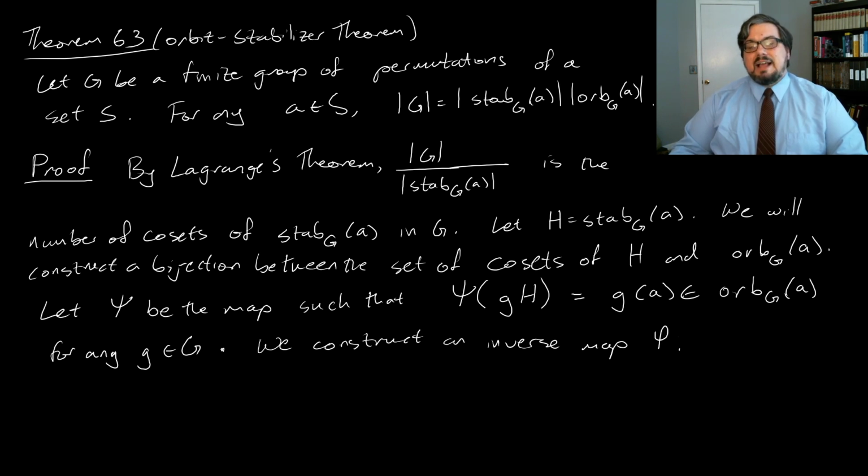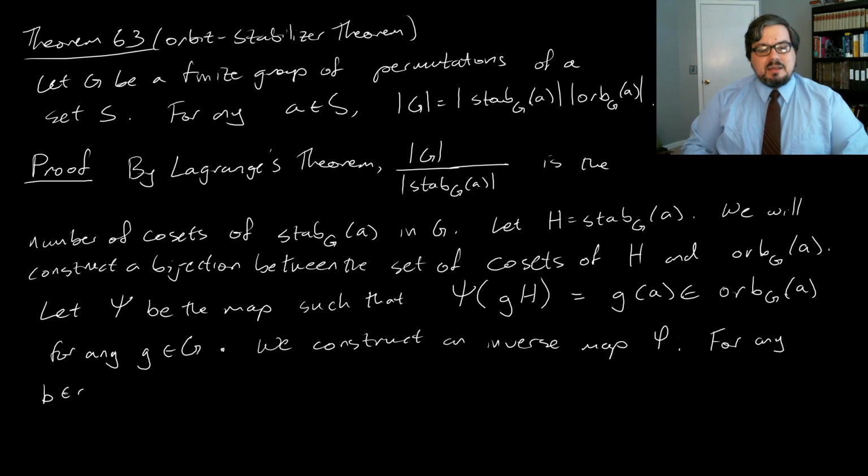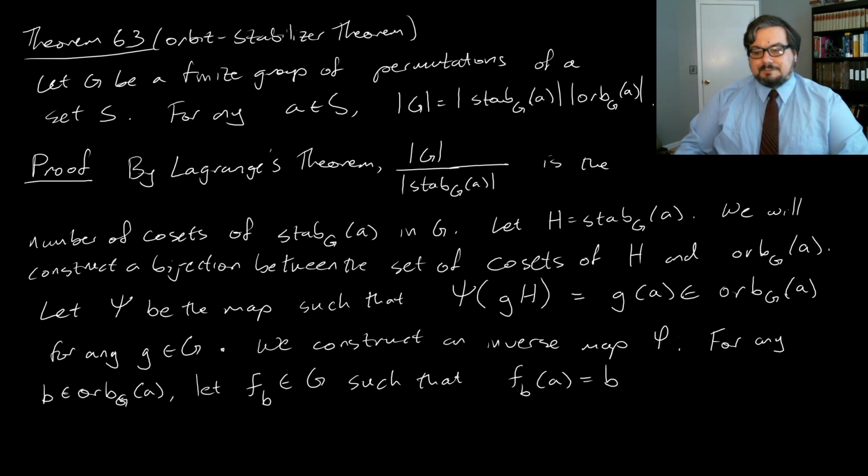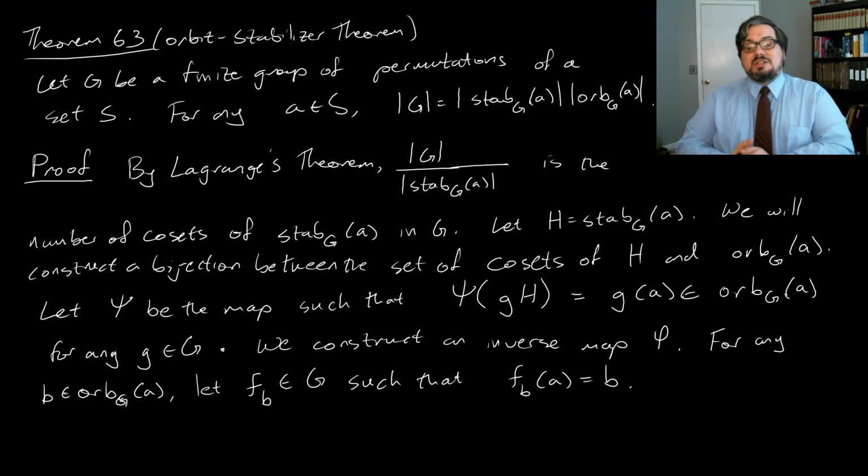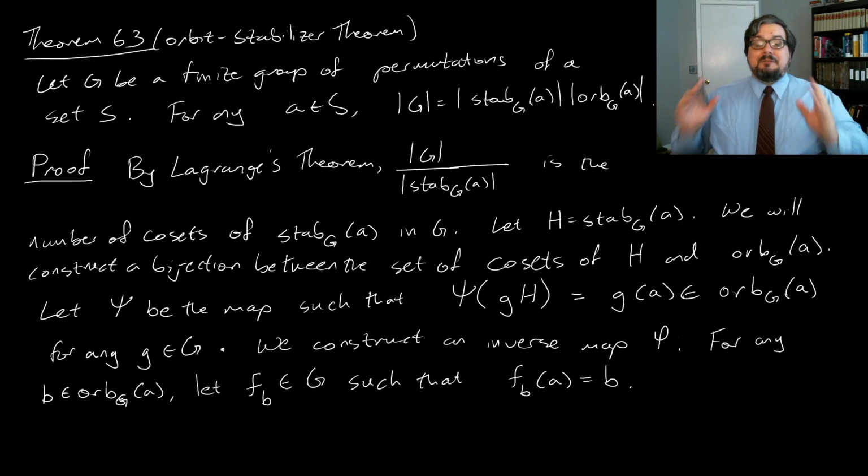So phi has to take an element of the orbit and give you a coset of H. So for any b in the orbit of A under G, let's let f_b be in G such that f_b(A) is equal to b. We know that there exists some permutation in G that does this because b belongs to the orbit of A. And we're fixing a particular one here.